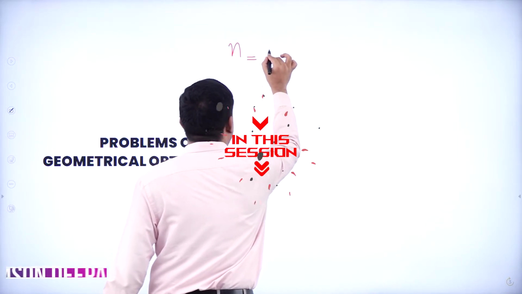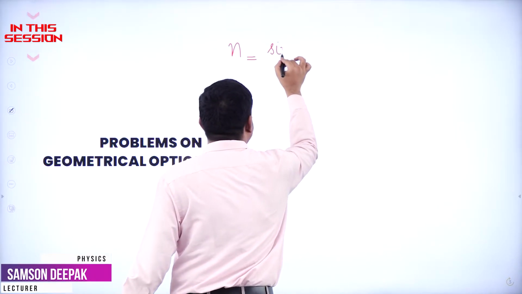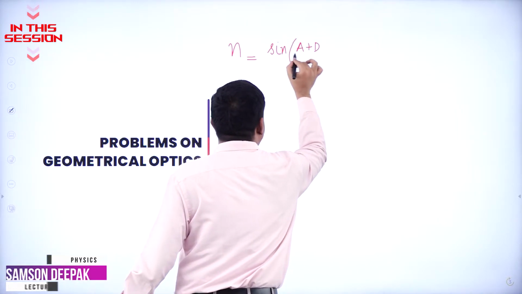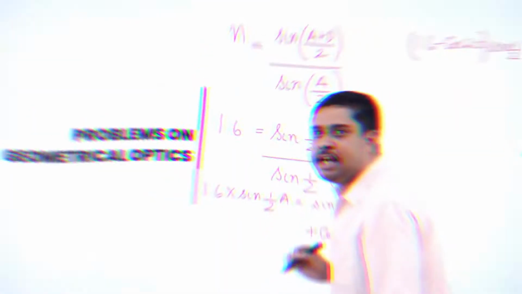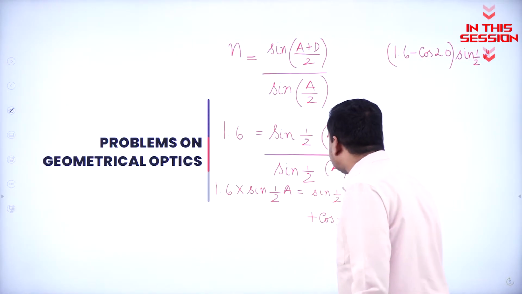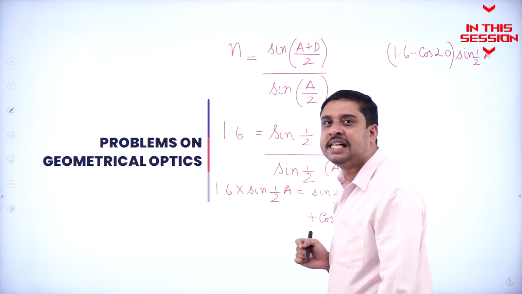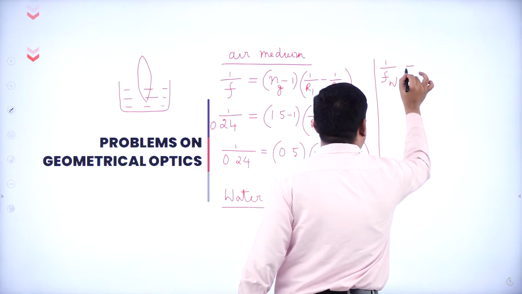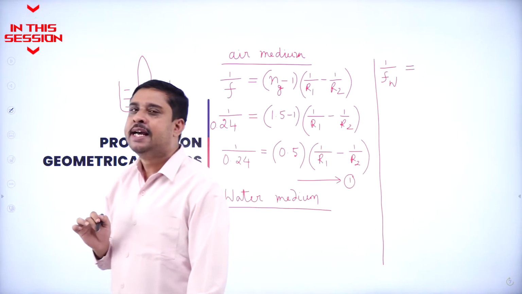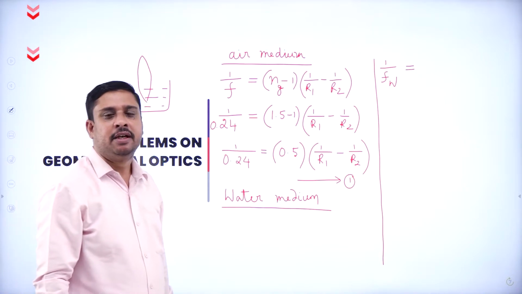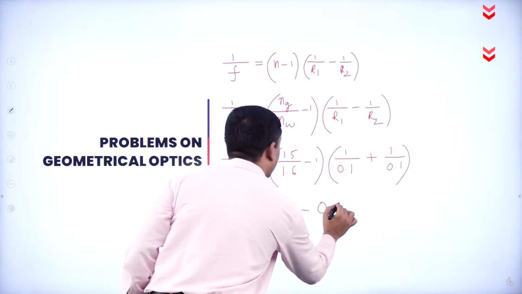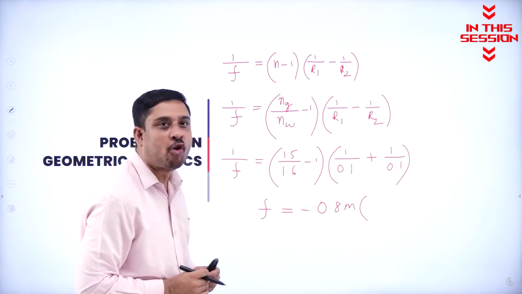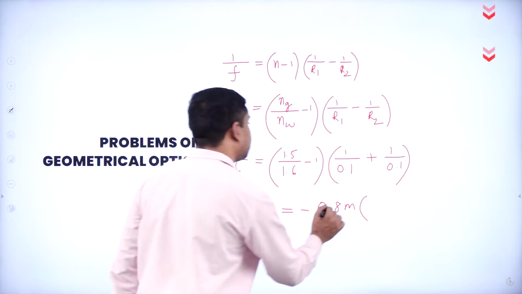n is equal to sine A plus D divided by 2. If you are observing the first term, I pull towards the left hand side. 1 by Fw equals, Fw is the focal length minus 0.8 meters, and since it is minus, focal length is turning out to be minus.